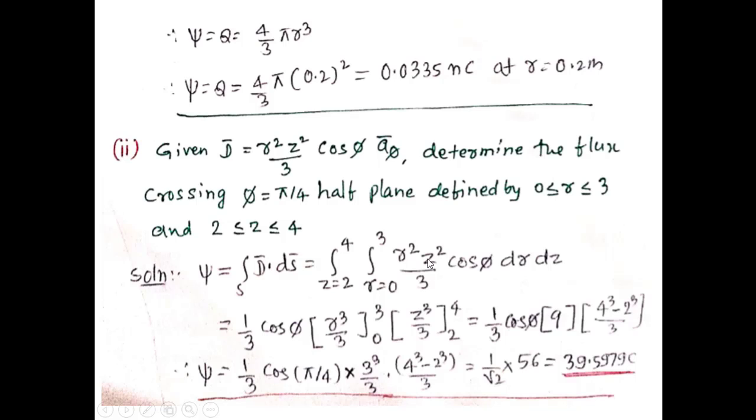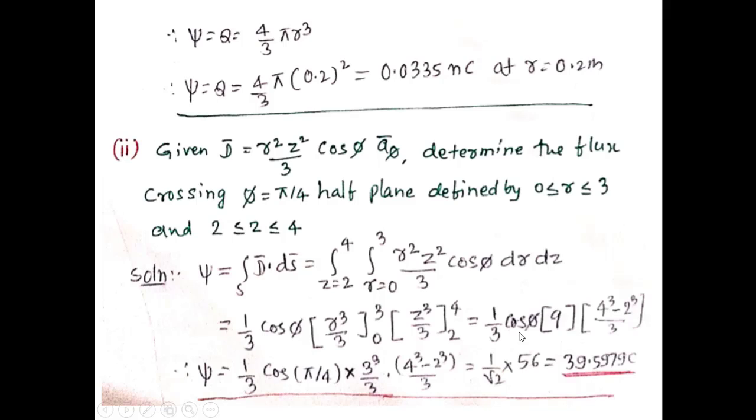r square z square by 3 cos phi a phi is the given D bar, dot dr dz a phi. The a phi bar dot a phi bar is 1. Therefore if you integrate this, you get 1 by 3 cos phi, which is a constant term, and the integration of r square is r cube by 3, and the integration of z square is z cube by 3. So the limit is 2 to 4.